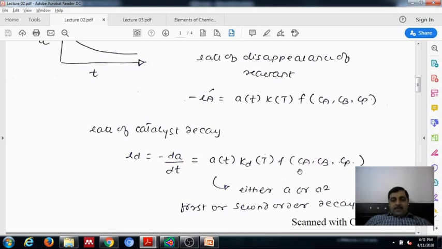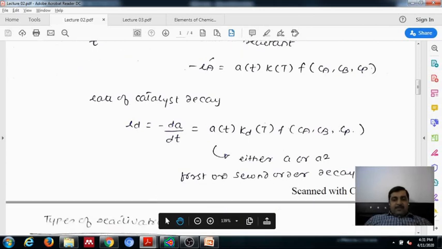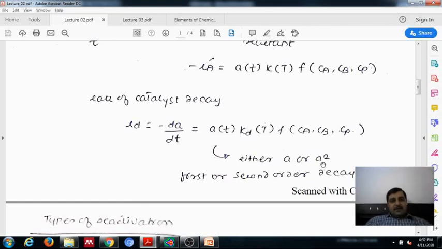Now, depending on the type of deactivation, a few terms can move here or there. This activity decay we take sometimes as first order or second order. Most generally it is taken as second order decay. Now this has come through experience and usage so far.